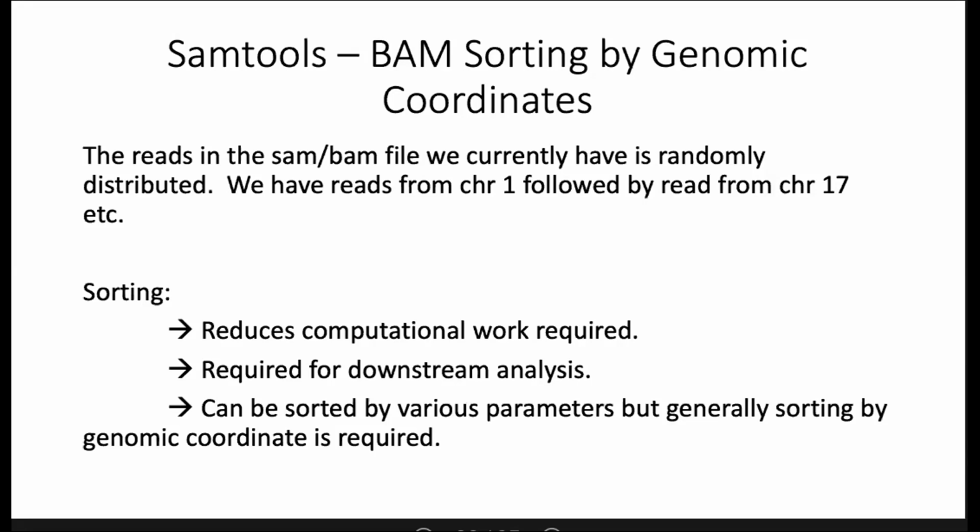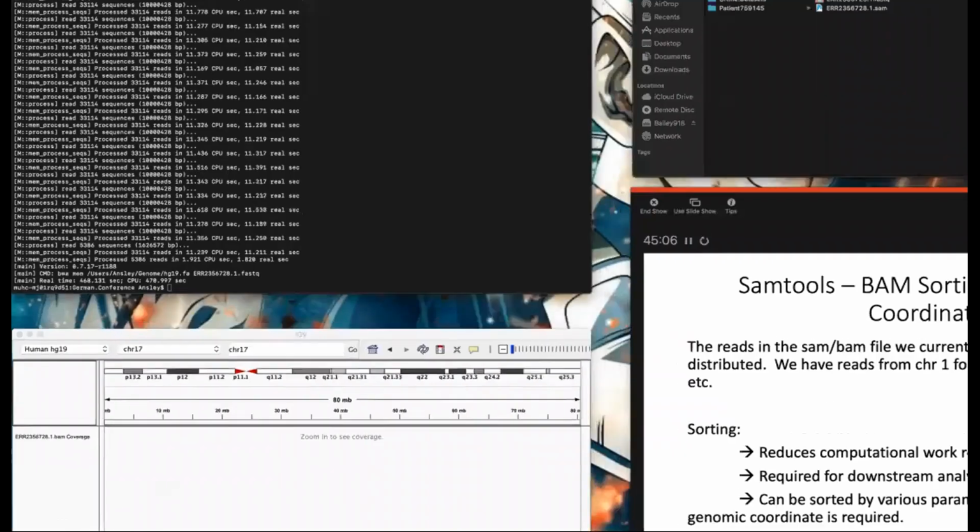So reads can be sorted by various attributes like name or tag value, but generally the default is to sort by genomic coordinate, so that the file starts with chromosome 1 and proceeds in order. So let's do a quick example.